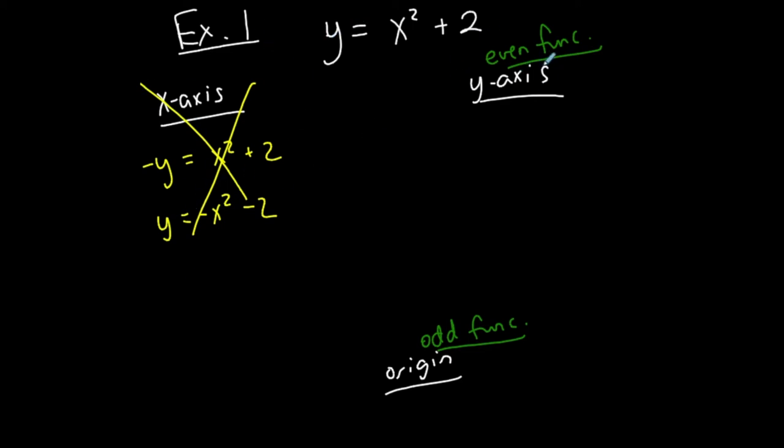Now let's test for the y-axis. In other words, is it an even function? Saying y is equal to x squared plus 2 is also the same thing as saying f of x is equal to x squared plus 2, right? Oops, you can't see that. Okay, I'll write it under here. This is the same thing as saying f of x is equal to x squared plus 2, right? Because f of x takes the place of y if it is a function. If it is not a function, I cannot use this notation. If it is a function, then I can replace y with f of x. So this is the same thing.